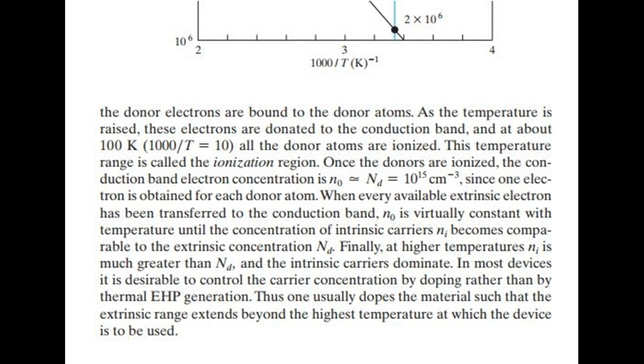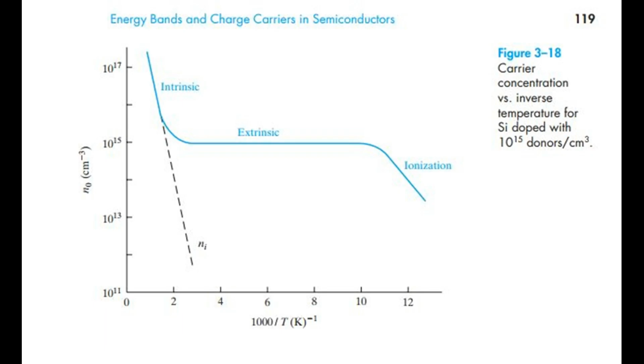Compensation and space charge neutrality. When the concept of doping was introduced, we assumed the material contained either Nd donors or Na acceptors, so that the extrinsic majority carrier concentrations were n0 = Nd or p0 = Na for the N-type or P-type material, respectively. It often happens, however, that a semiconductor contains both donors and acceptors.